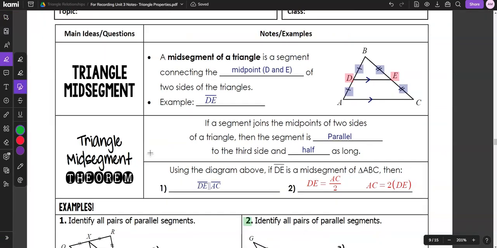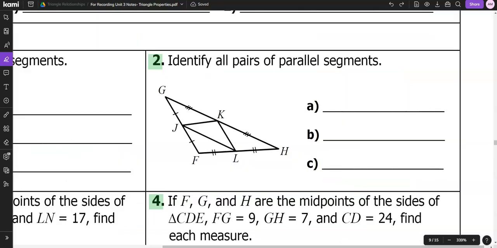Let's pause here for a moment and go ahead and make sure our copies are filled in. So for the practice problems today, we're going to focus on our even problems. So for number 2, it says to identify all pairs of parallel segments. So what I'm going to do is I'm going to focus on just highlighting them simply because marking the arrows will be difficult on the outside triangle.